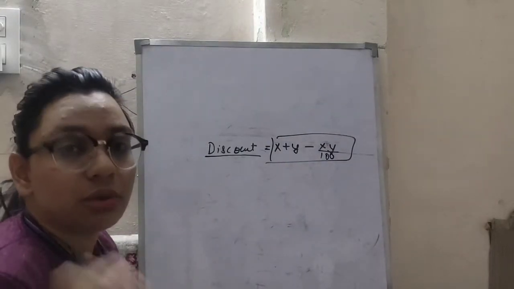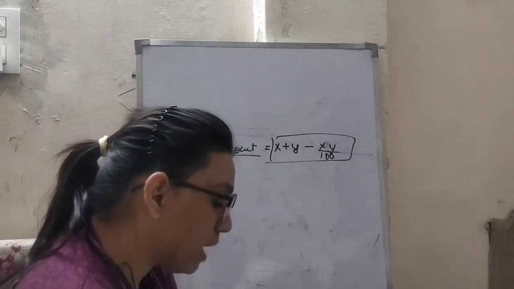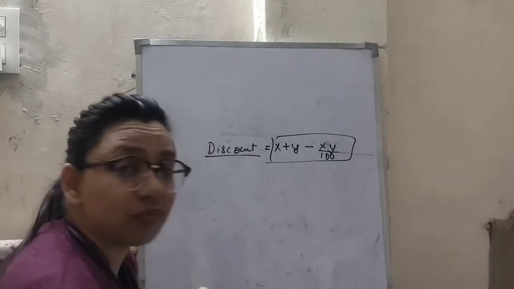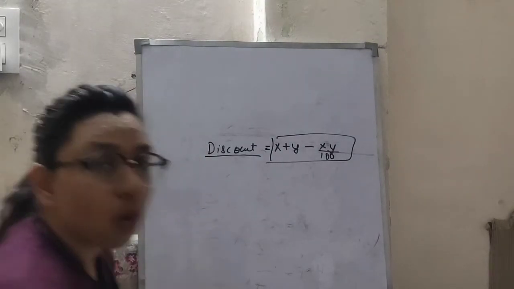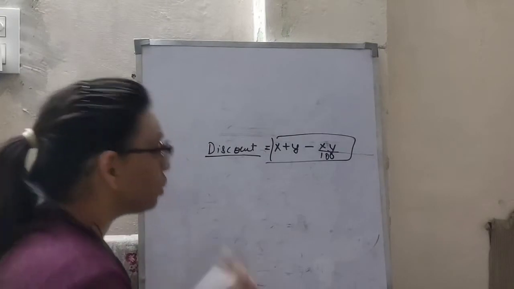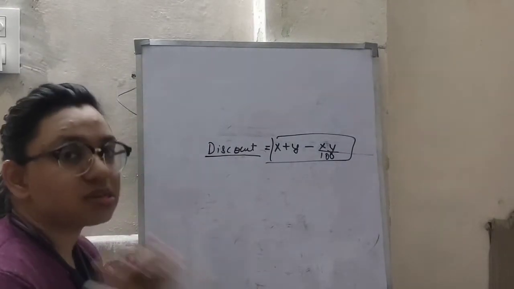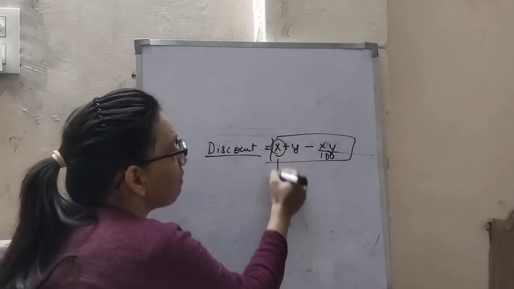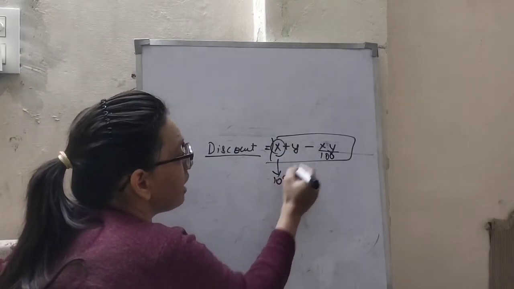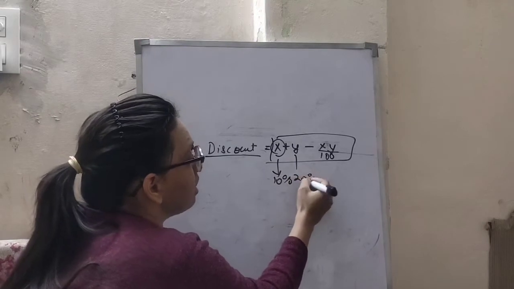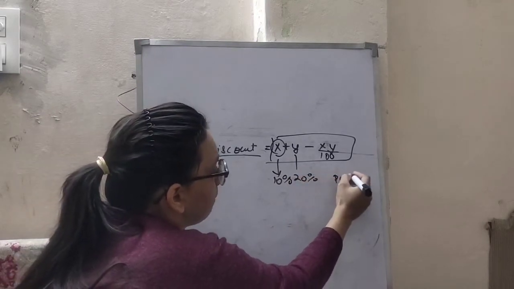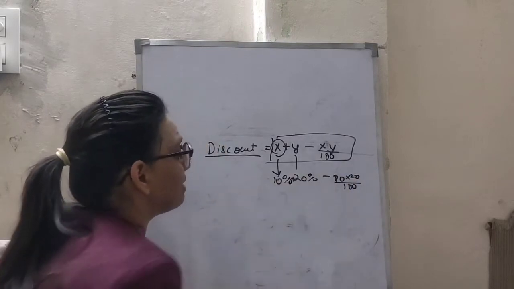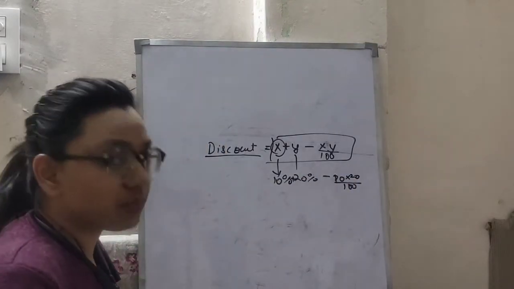So I will be doing the question. Question number 1 says: find the equivalent discount of 10% and 20%. So how will we solve it? You do not have to do anything, you just need to keep this formula in mind. Herein we have x as 10% and y as 20%. So 10 multiplied by 20 divided by 100, we will be subtracting, and we will be adding here, and we will be calculating the parts.